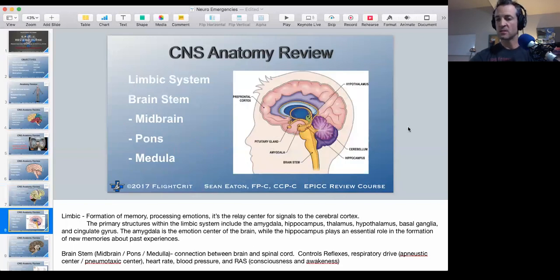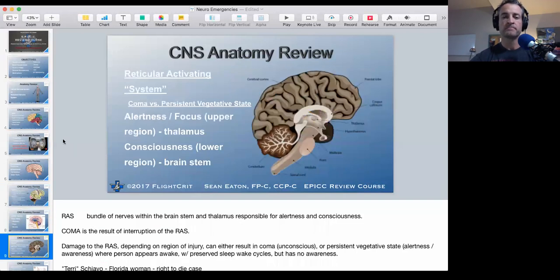The limbic system, review that a little bit because they do like to talk about behavioral complications associated with strokes. We know this limbic system is connected with the brainstem, and it's responsible for emotion and processing of information.